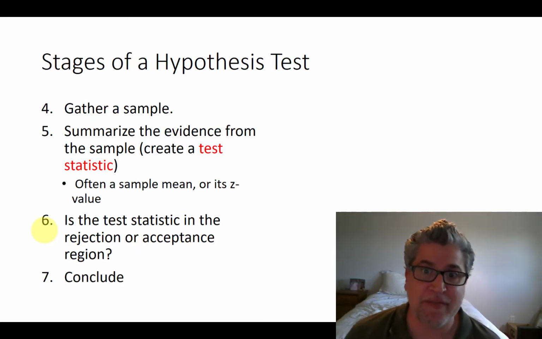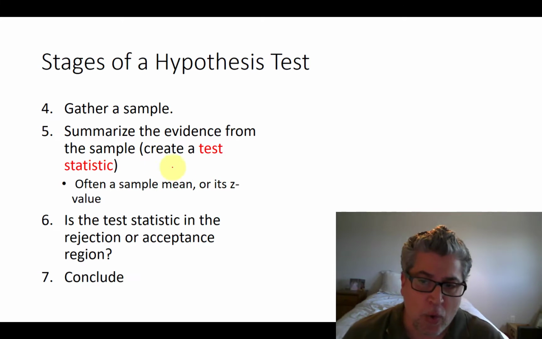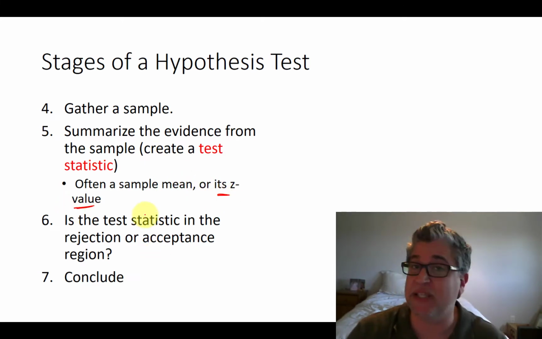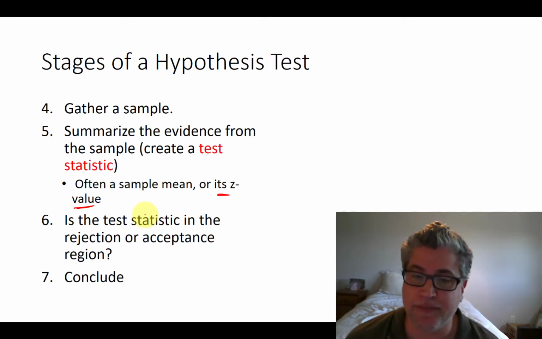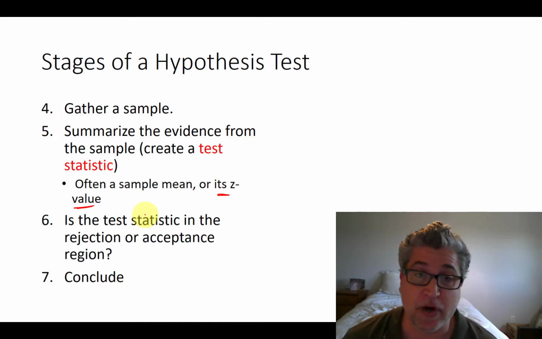You present evidence. So you would gather a sample and then calculate a summary statistic from that sample, and it's usually the sample mean. Or it might be some normalization of that mean, basically re-expressing that mean as a z-value. Again, there will be a link somewhere up on top there on what z-values are if you've missed that part.